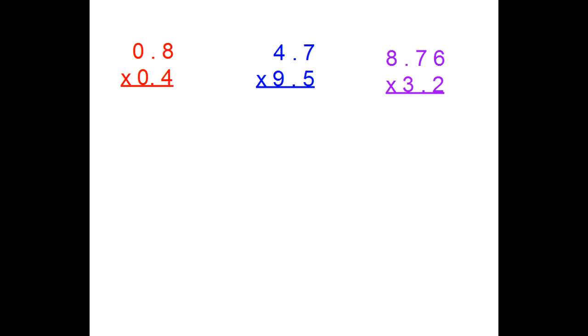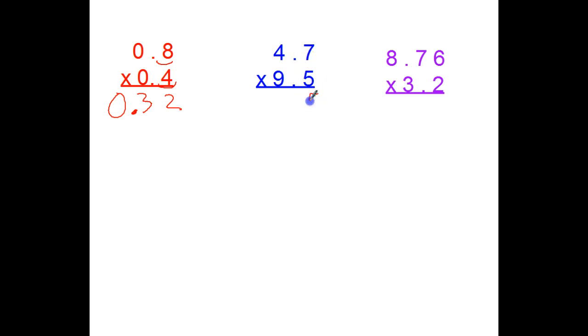Got 3 for you to check out on your own here. Stop the video when you try them. 0.8 times 0.4. 8 times 4 is 32. I don't have anything else to do because I've got my zeros, and I count over 1, 2 spots, 1, 2 spots. My 0 in front, 0.32.